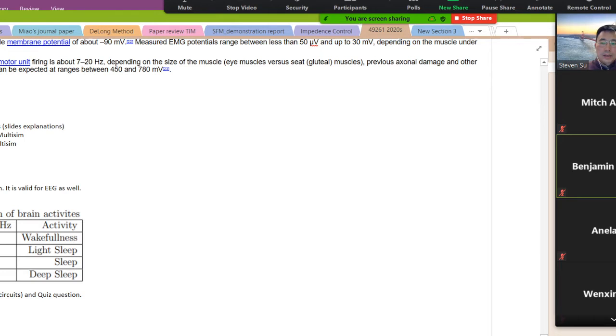The next is theta. Theta occurs during sleep. It's from 4 to 8 hertz. So normally if your brain moves very slowly, that means you are in a sleep state. And alpha is like very light sleep, 8 to 13 hertz. Wakefulness is 13 to 35 hertz.